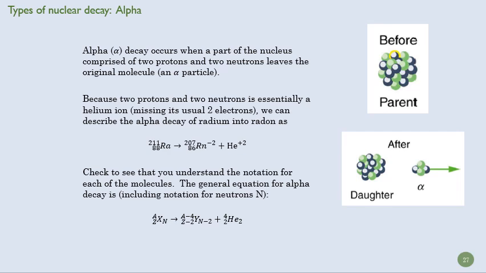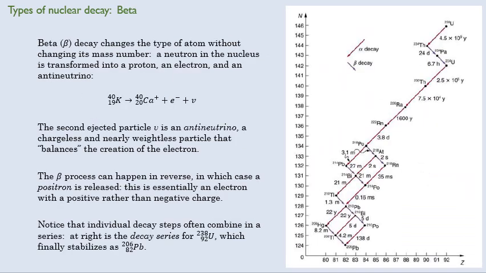Okay, so alpha decay, that's the first type of decay. The second type of decay we'll talk about is beta decay. And this changes the type of an atom without changing its mass number. How does it do that? Well, a neutron in the nucleus is transformed into 3 particles, a proton, an electron, and what's called an antineutrino. So if you look at this, you can see that the mass number is going to stay the same because a neutron and a proton are both going to add 1 to that mass number. But our atomic number is going to go up 1.